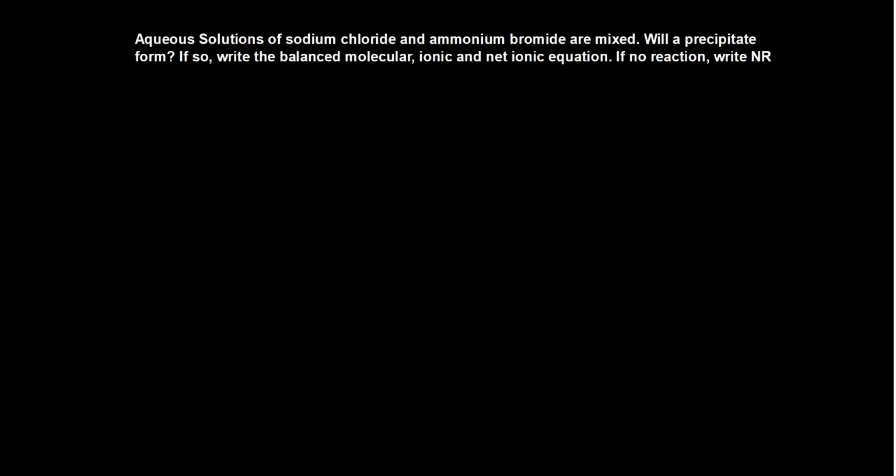So here let's find out. We have sodium chloride. Remember, sodium chloride is NaCl, and we've got this in aqueous solution. And ammonium bromide. Ammonium has the formula NH4 plus, bromide Br minus. You should be comfortable with this at this point. NH4Br, ammonium bromide, aqueous. So both of these are strong electrolytes.